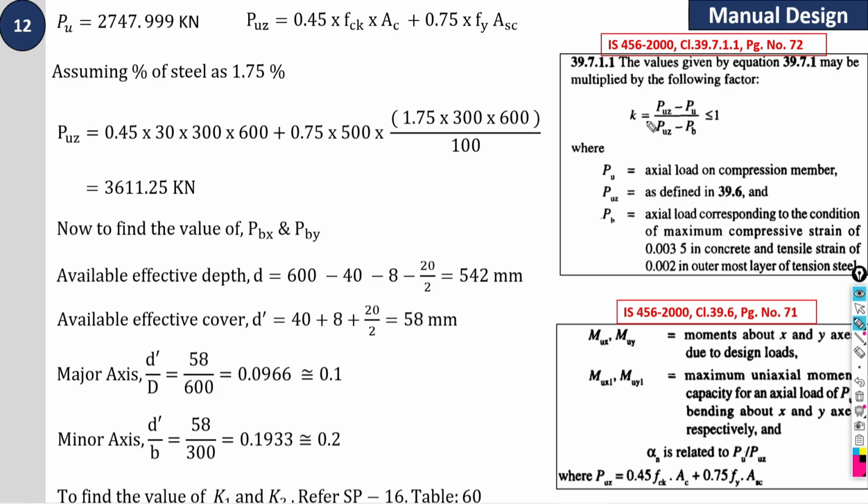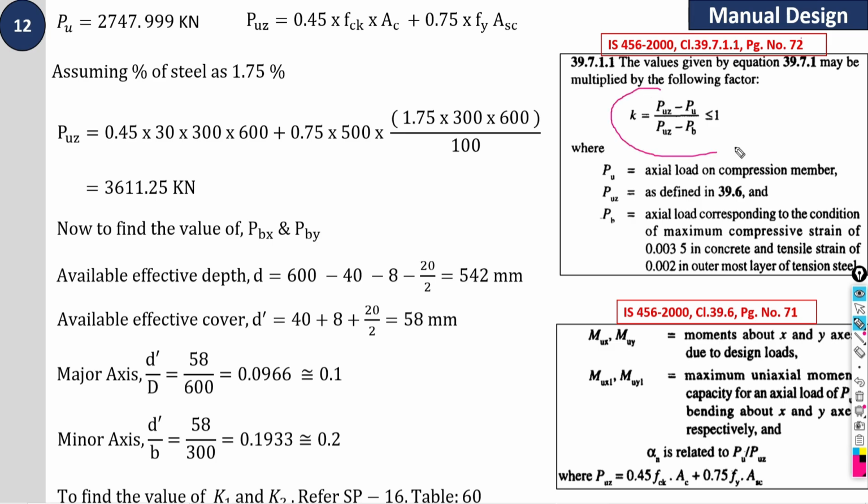Why is the code asking to apply this reduction? Because the code is asking to design your column on the conservative side. Whatever additional moment you have calculated, the code is considering that in reality that 100% moment is not going to act over your structure, over your particular column. So by taking that into consideration, the code is asking to apply the moment reduction over this additional moment, that is given in your IS 456:2000 clause number 39.7.1.1, page number 72.